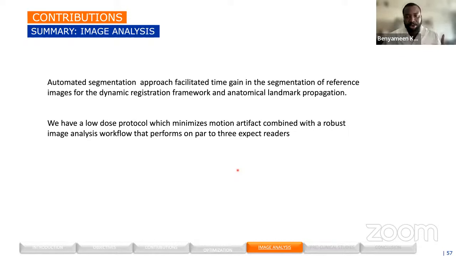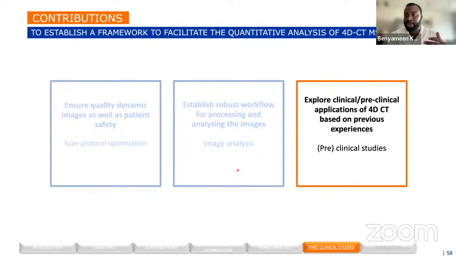So at this point, we have a low-dose protocol. We have a way to automatically analyze these type of images. So the next step was then to see if we can explore some preclinical or clinical applications for 4D CT.